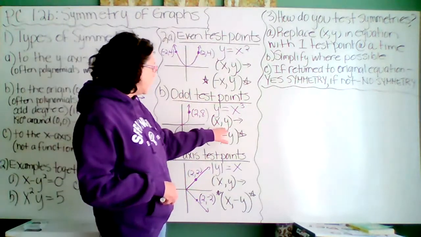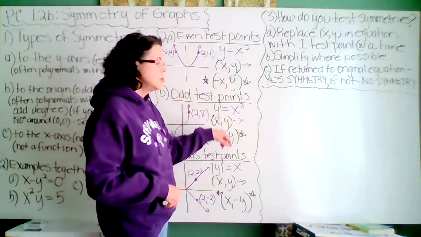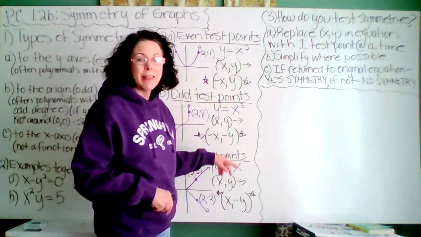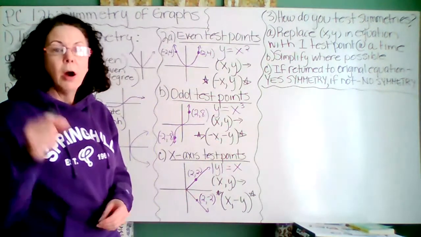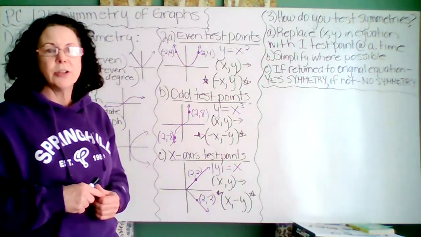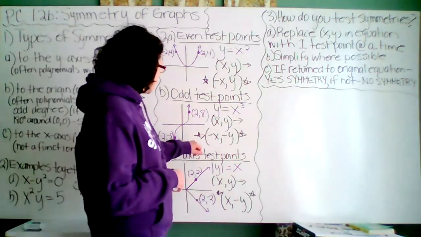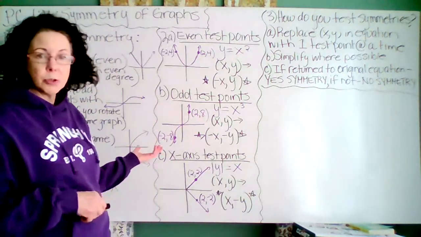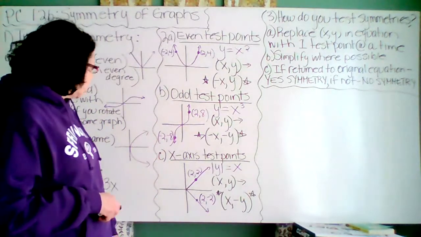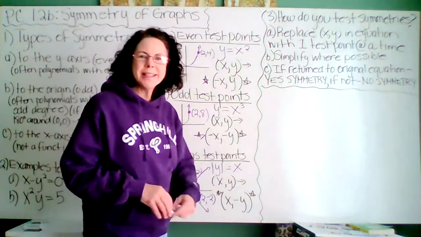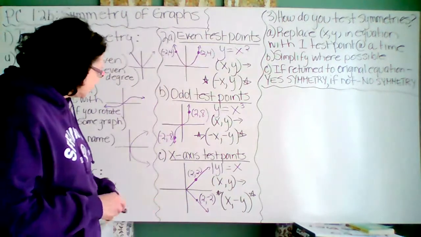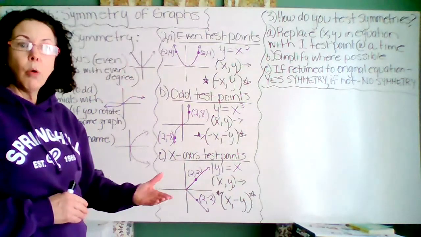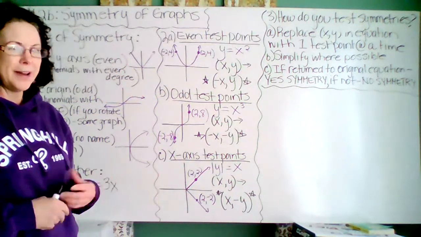Meaning if you have any (x, y) point that is a solution in the equation, that (-x, -y) point is also always a solution to the equation. That's what makes it odd. Notice I put stars. This is our test point for testing odd symmetry. Last, x-axis test points, a little harder for students, but I drew a horizontally oriented absolute value.